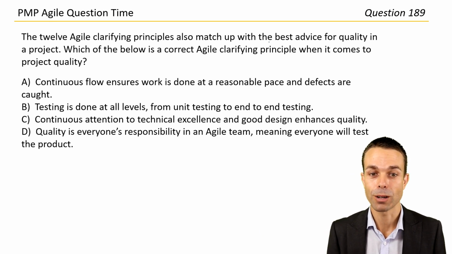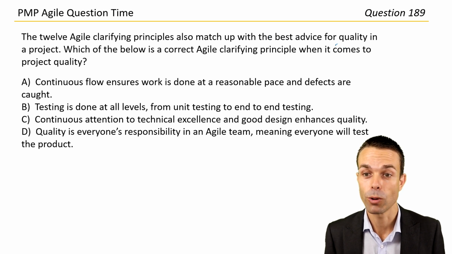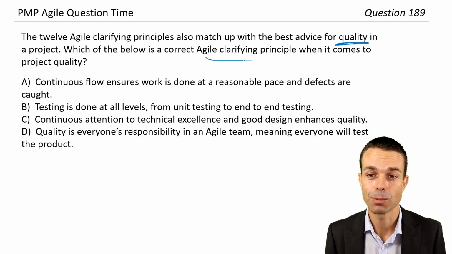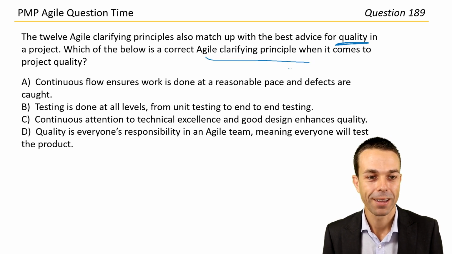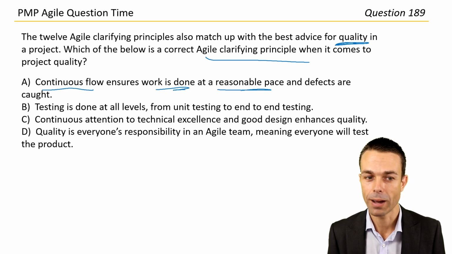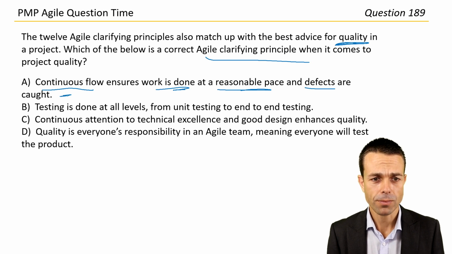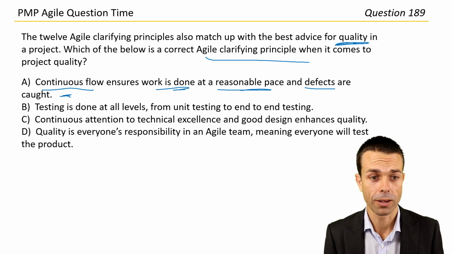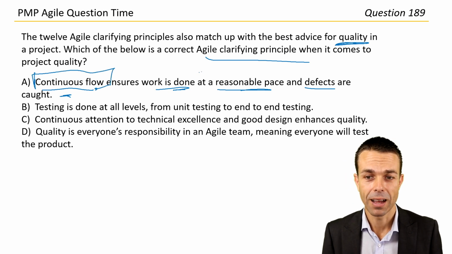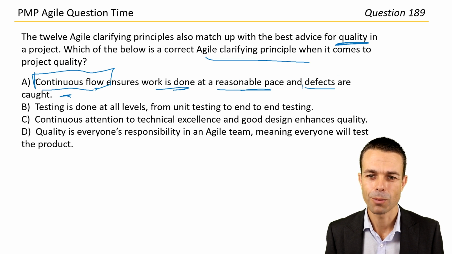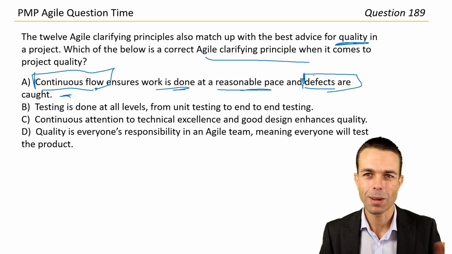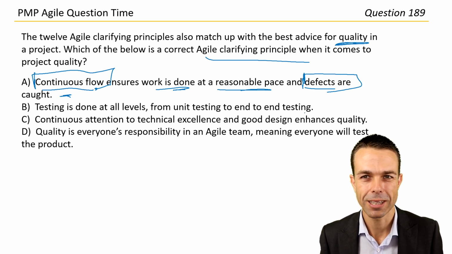The 12 Agile Clarifying Principles also match up with the best advice for quality. Which of the below is a correct Agile Clarifying Principle when it comes to project quality? Okay, continuous flow ensures work is done at a reasonable pace and defects are caught. That's quite a possible one. Continuous flow is really nice. It's from the Toyota production system, but it may not ensure that defects are caught. That's not really related. So it sort of makes sense, but then when you look into it, it doesn't really.